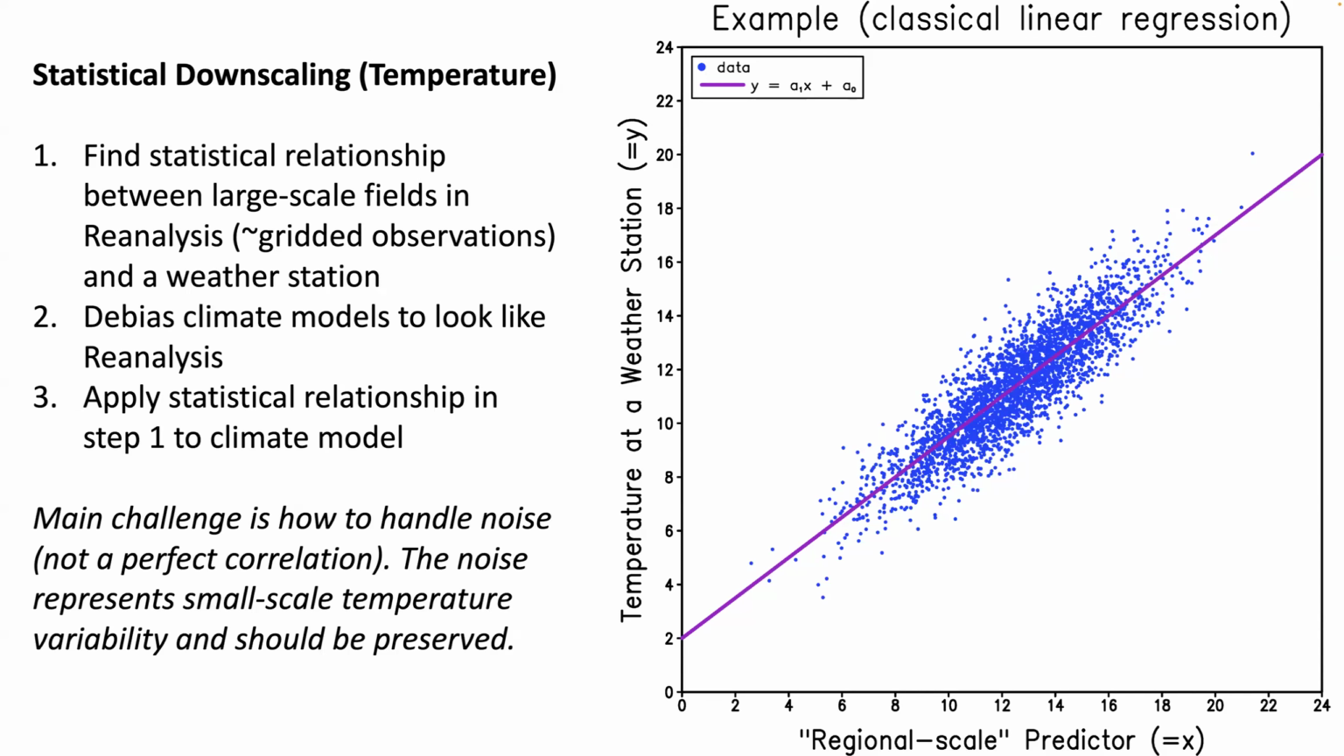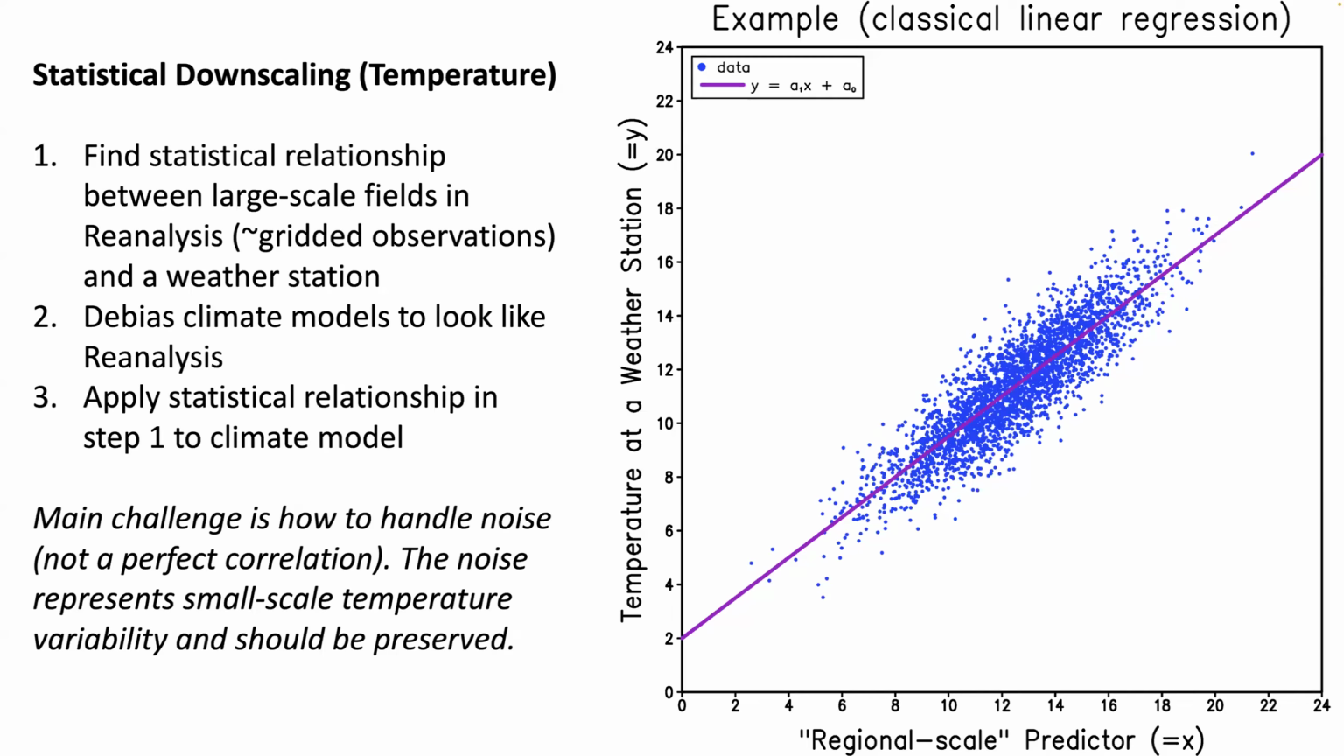So in a simple, perfect world, you'd have a very linear relationship, that when you have, say, 10 degrees from your global model or your reanalysis, you would then just do a lookup table and say, okay, that corresponds to a 9-degree temperature at my station of interest. But the world is not that simple. There's a lot of noise that complicates this simple linear relationship. But that is the small scale temperature variability, and we want to preserve it.